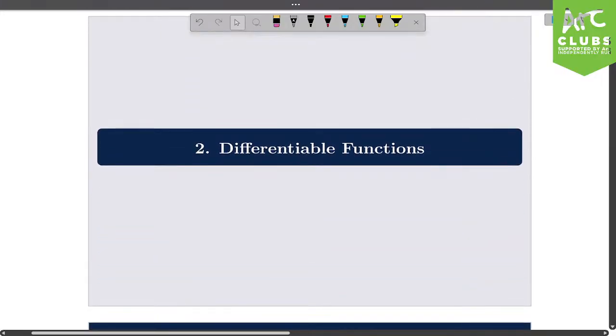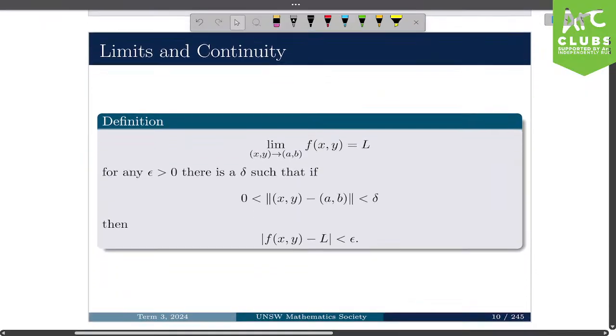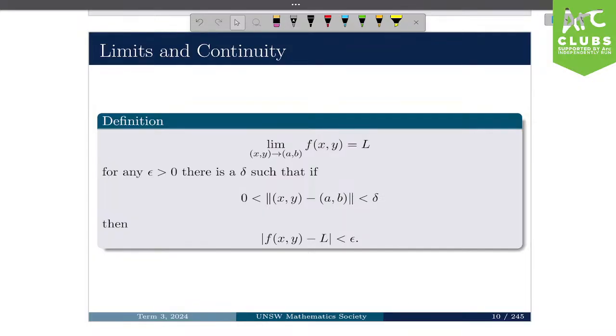So now let's move on to differentiable functions. Here we have the formal definition of a limit, which says that for every epsilon greater than 0, there exists a delta greater than 0, such that if the magnitude of (x, y) minus (a, b) is less than delta, then the magnitude of f(x, y) minus L should be less than epsilon. Basically, this is saying that as we approach a specific point (a, b), the function should approach L.